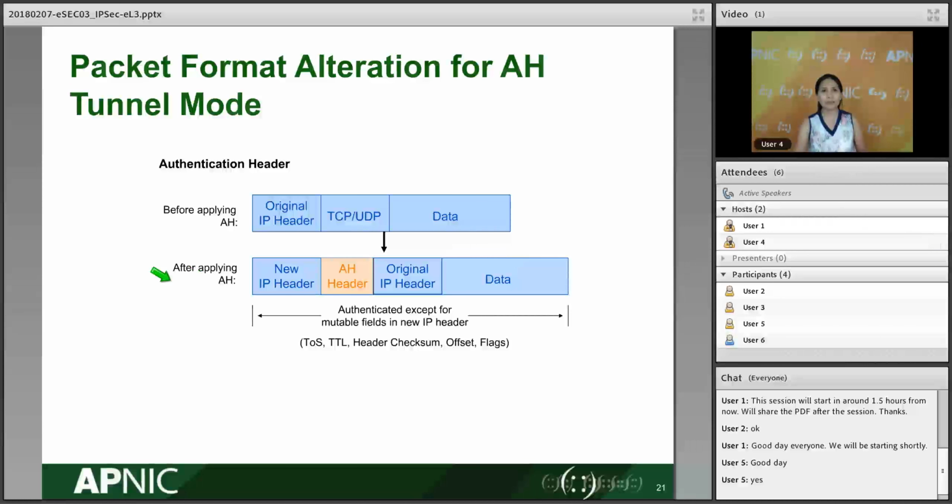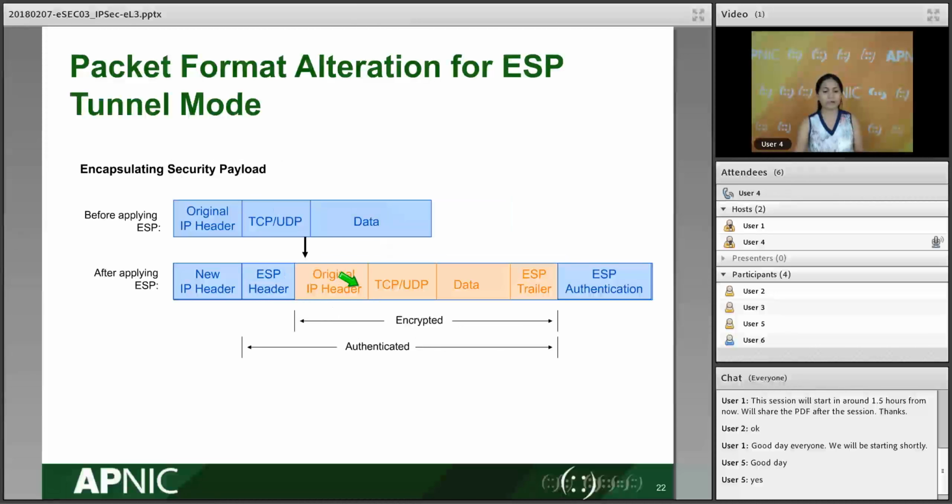How about in tunnel mode? How does it affect it? Now, this is very similar to the previous two slides, but of course, now you're creating a new IP header and you're adding the AH header and authenticating the whole data, including the original IP header. That is the purpose behind it. So you can see that this is your original header, it goes through here, and then this is your AH header, and then you have a new IP header. So again, the increase in the size of your packet is obvious here as well.